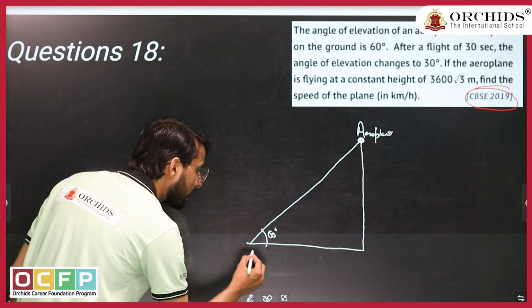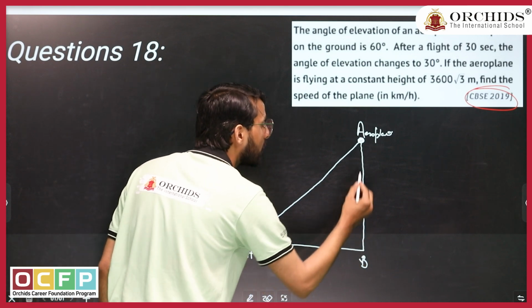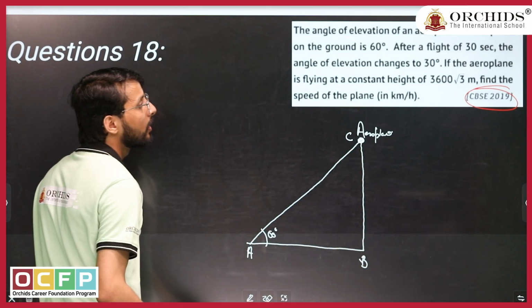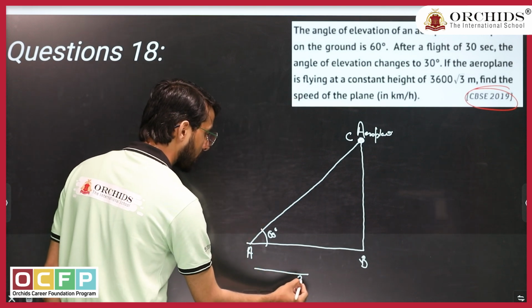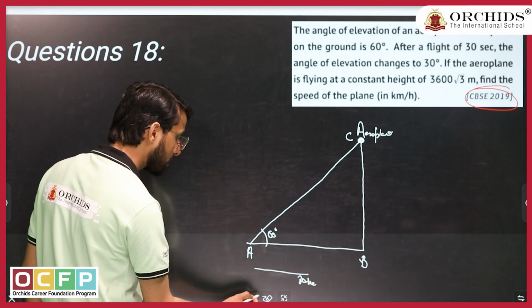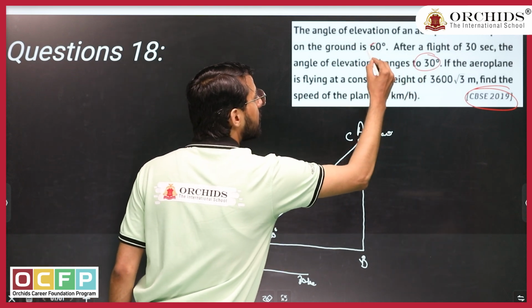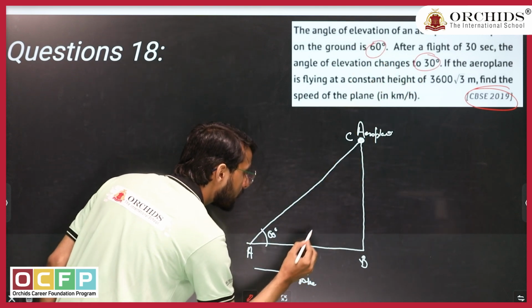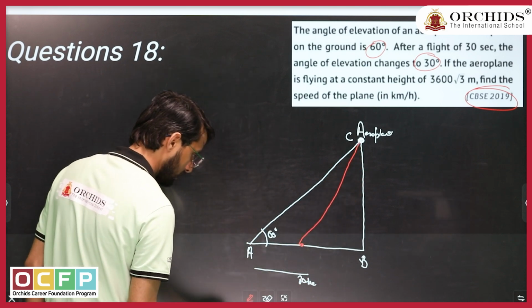So from here, this was the ground position, suppose A, this is B, and this is point C. So after a flight of 30 seconds, somewhere the plane went, and the angle of elevation changes to 30 degrees instead of 60 degrees. So somewhere here it came.